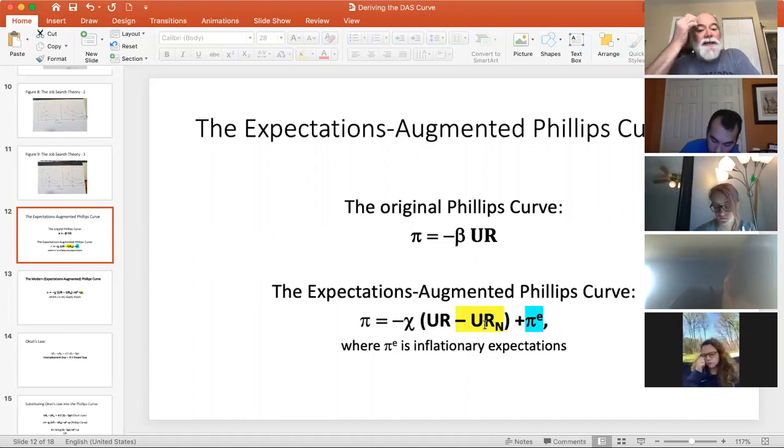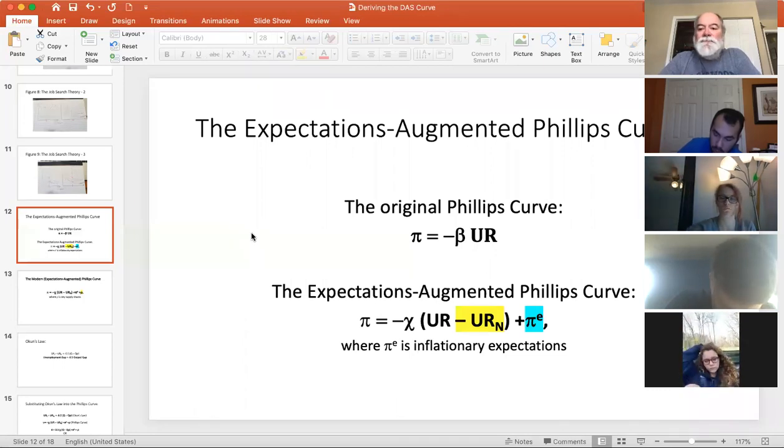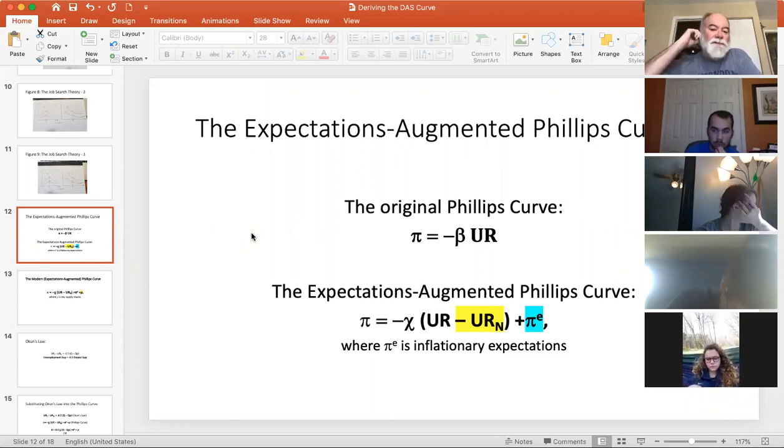The second thing, and the thing that gives the expectations-augmented Phillips curve its name, is we also incorporate inflationary expectations. Okay, so this is the expected rate of inflation today. If you had to guess what the expected rate of inflation today is, what would you say? What do people imagine? People who are not economics students or economists probably imagine the inflation rate is.